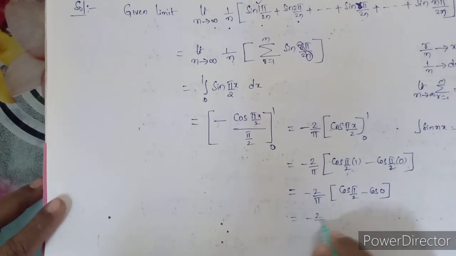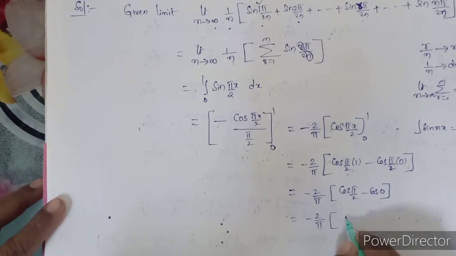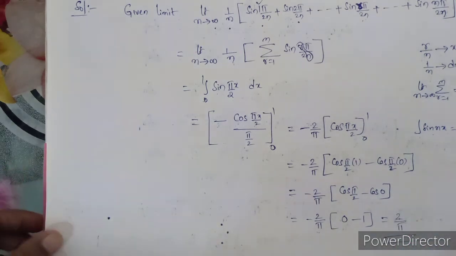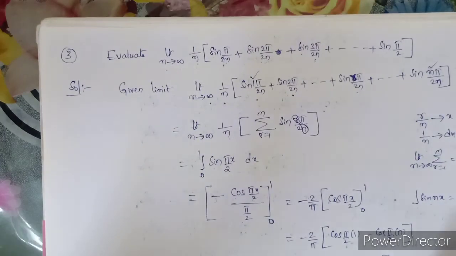Minus 2 by pi, cos 90 is 0, cos 0 is 1. Minus 2 by pi into minus 1 is 2 by pi. This is the answer. 2 by pi is the answer for this question.